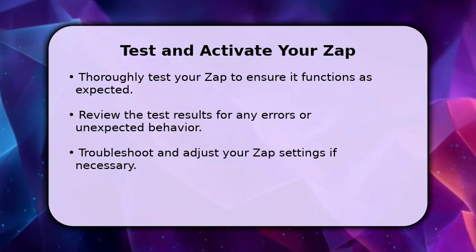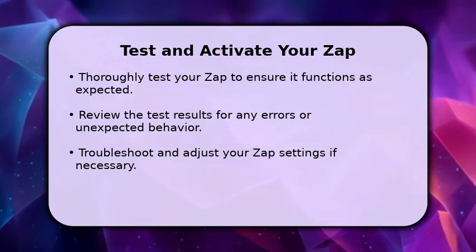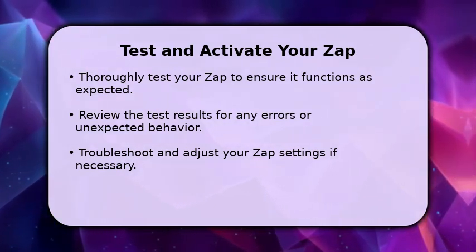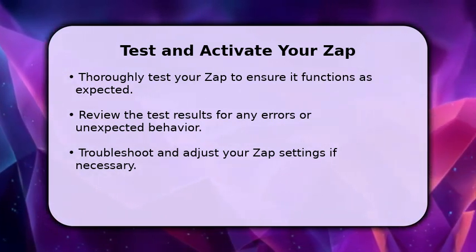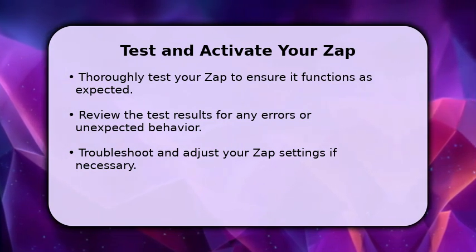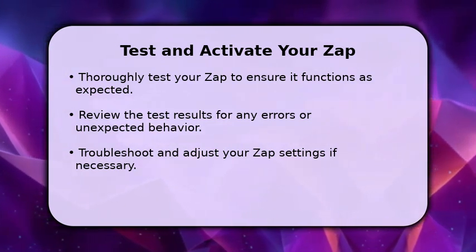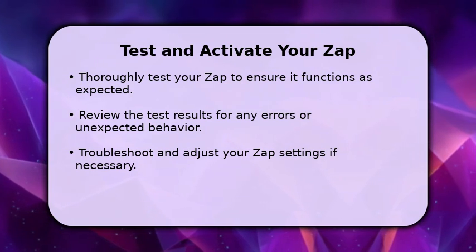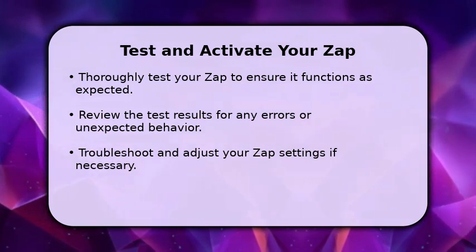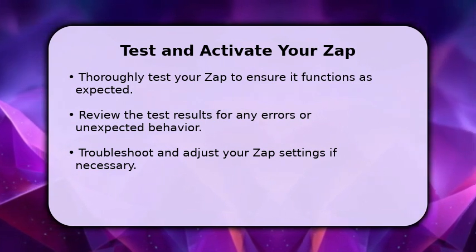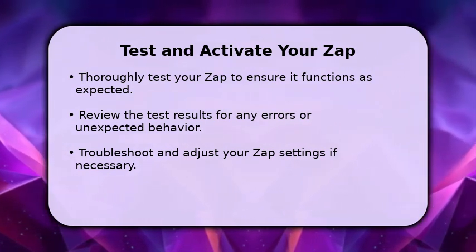Finally, it's time to test and activate your Zap. Testing is a critical step to ensure everything works perfectly before going live. Zapier will run a test, showing you exactly what will happen when your trigger fires. Review the results carefully, and if any adjustments are needed, simply edit your Zap. Once you are confident, turn your Zap on and let the automation begin. You've successfully connected Zapier to Airtable, saving you countless hours.